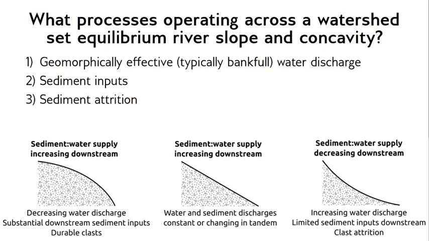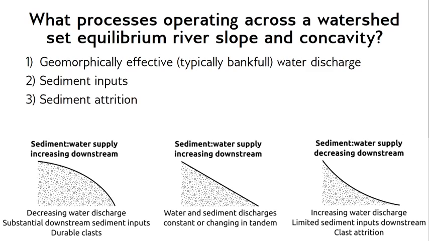So these are the processes by which these rivers approach grade. They exist across watersheds and set the slopes and then the concavities, the overall shapes of rivers. And so what you can think of is that there is a geomorphically effective discharge, which is typically the bankfull discharge, that we consider to be important for moving sediment and shaping the channels. And so we can consider the changes in that discharge as one driver of changing river slopes.